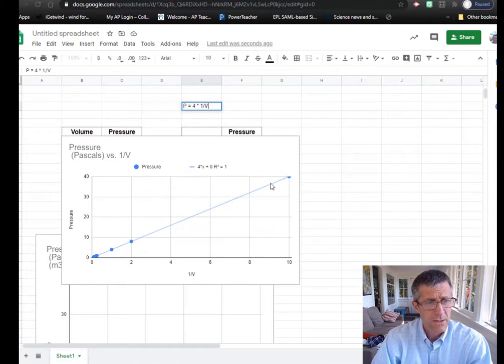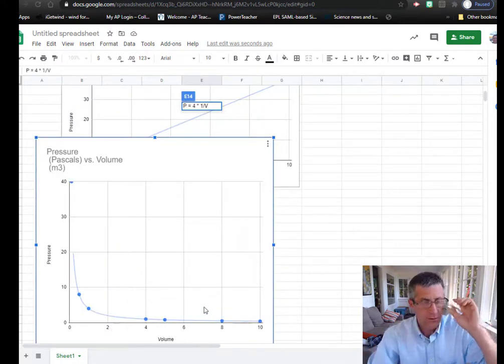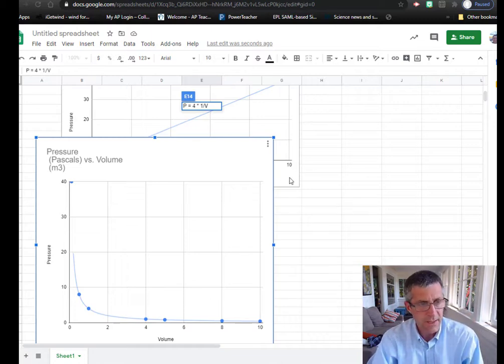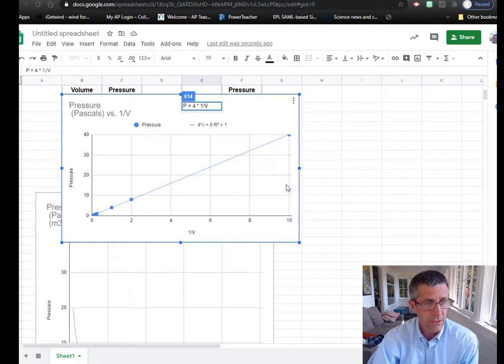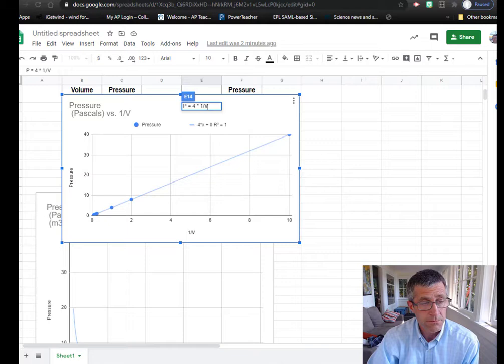Right. So this is called linearizing. So we're taking something which is nonlinear. Remember, it looked like this, which is a curve, and I'm getting an equation out of it. So my equation that I get out of it at the end is y equals mx plus b, but I manipulated the x-axis to get 1 over volume.